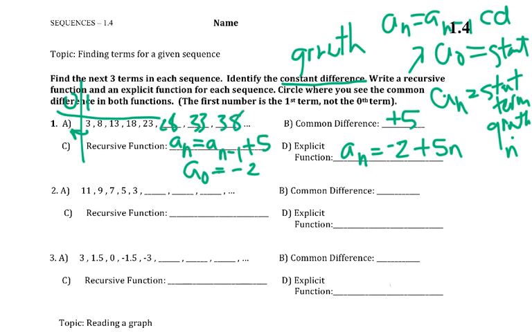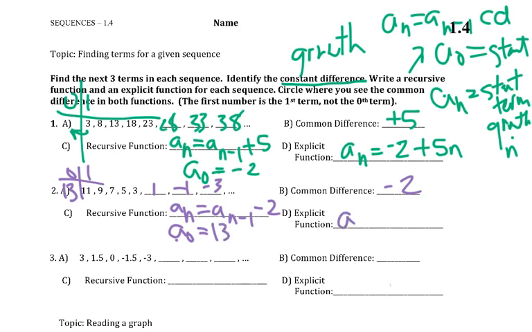Alright, now we've got 11, 9, 7, 5, 3. Pretty easy to see that we are subtracting 2 each time. So that would be 1, negative 1, negative 3. To go backwards to get our starting number, because 11 was our first, that would have to be 13. So we'd go a sub n equals a sub n minus 1 minus 2, and then a sub 0 equals 13.